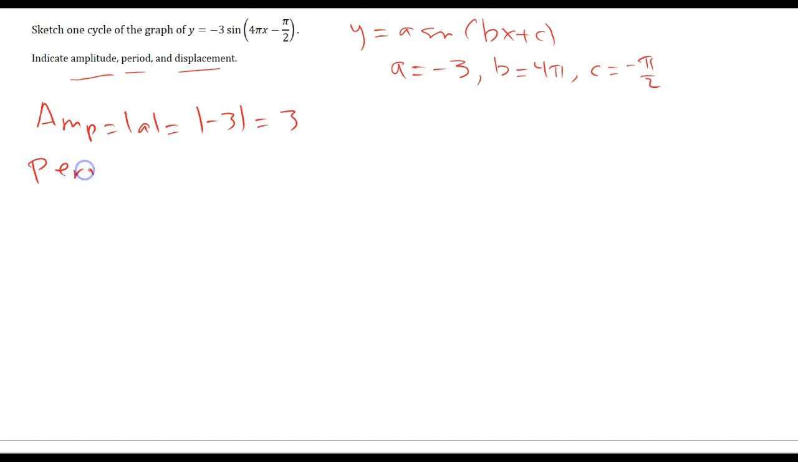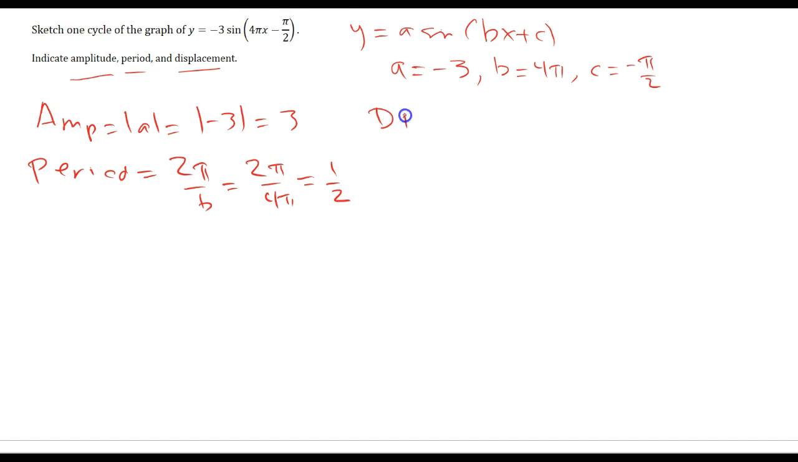Period is given by 2 pi over b, and from above b is 4 pi, so we substitute in for b. We get this. Pi is cancelled, 2 over 4 is simply 1/2.